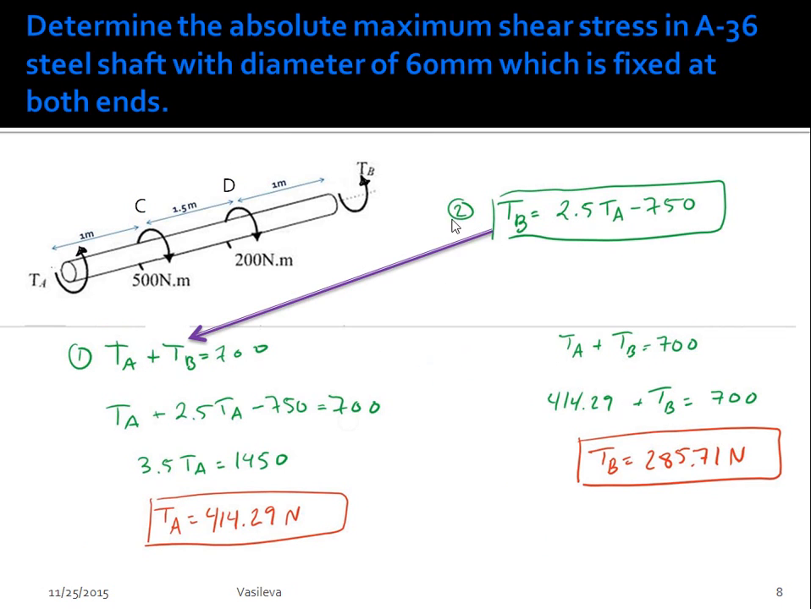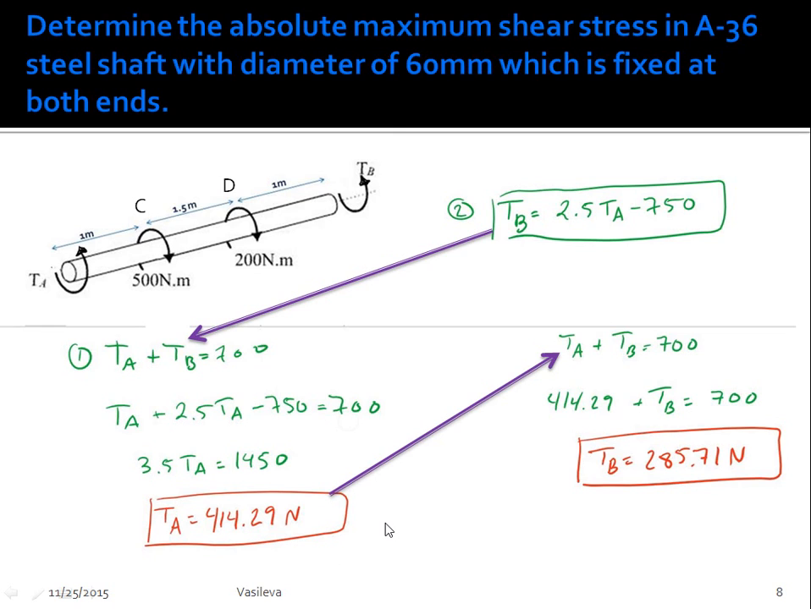So what I end up doing is taking my second equation, plugging in for TB, so that way I get an equation all in terms of TA, and I solve for TA and I end up with 414.29 newtons. And then I go back in and just plug in for TA, and I find my TB, which is 285.71 newtons, which is perfect. So now I have my TA and my TB. So that's how I use the angle of twist equation to determine the two unknowns.